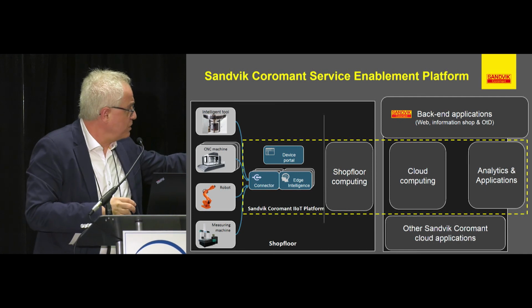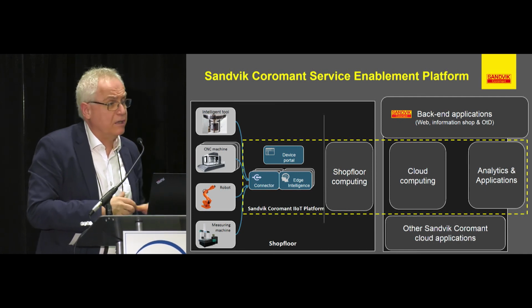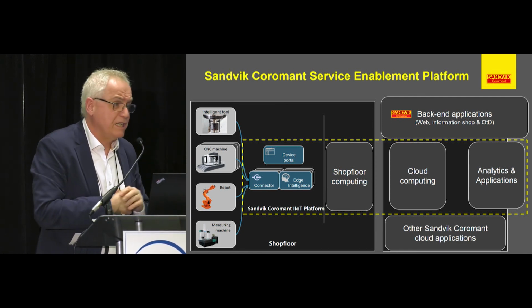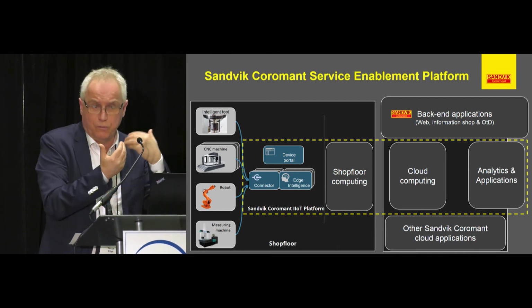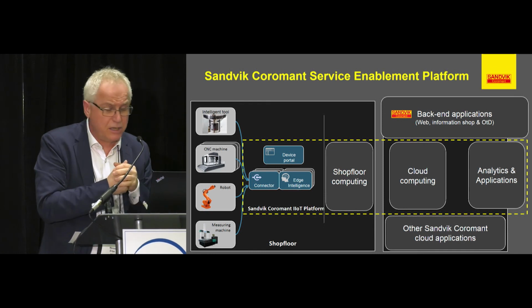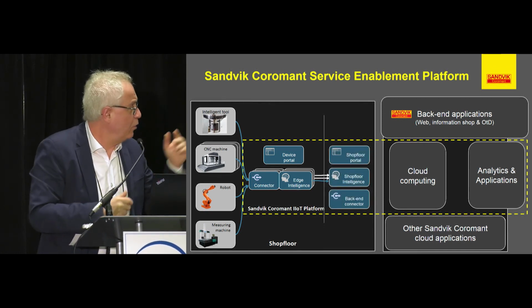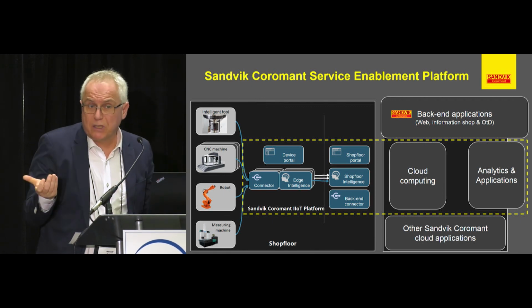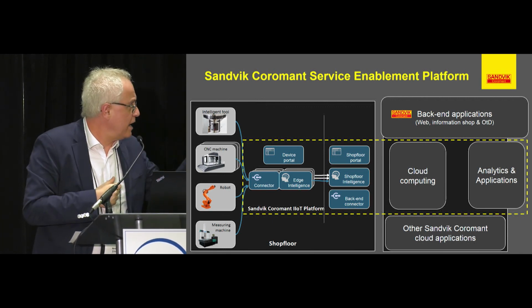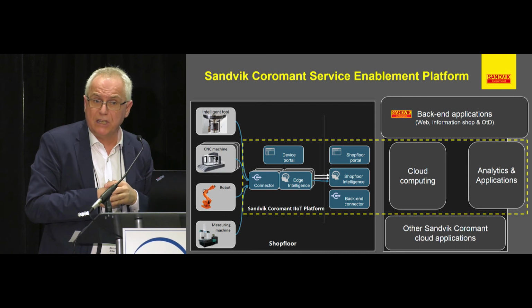With this box, the edge intelligence, you have the connectivity and the intelligence close to the machine, and there is a local portal connected to it. The machine operator can immediately take action. On the shop floor level, we build the back-end connectors, connecting the MES system, the manufacturing execution system, and adding more shop floor intelligence.